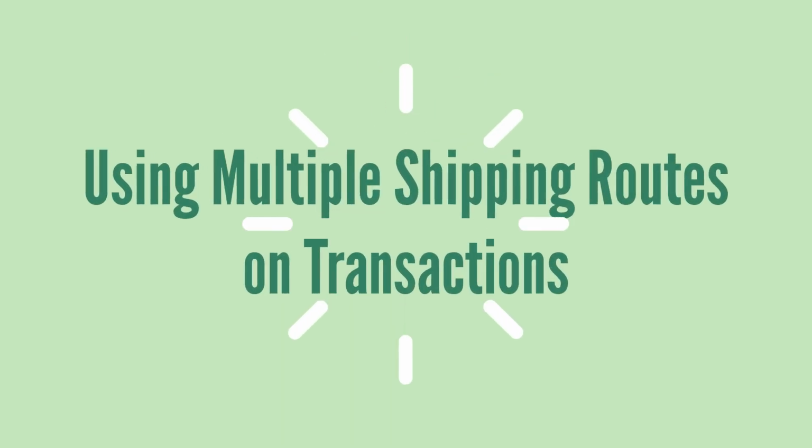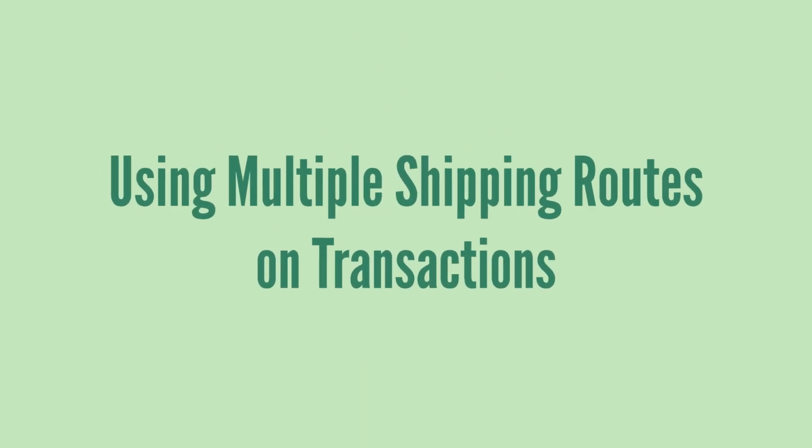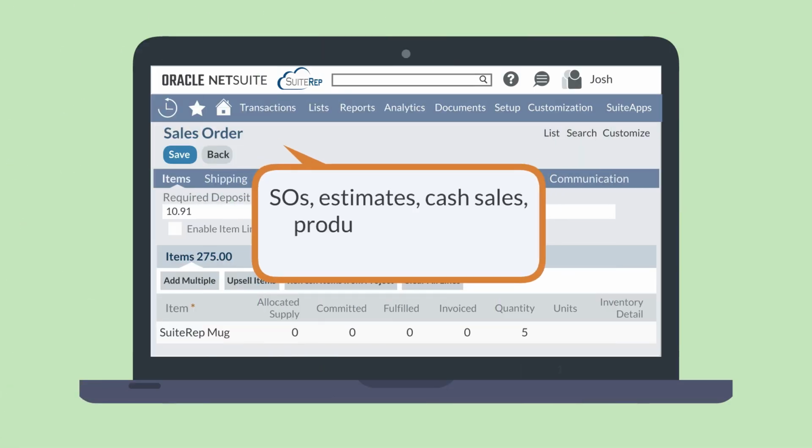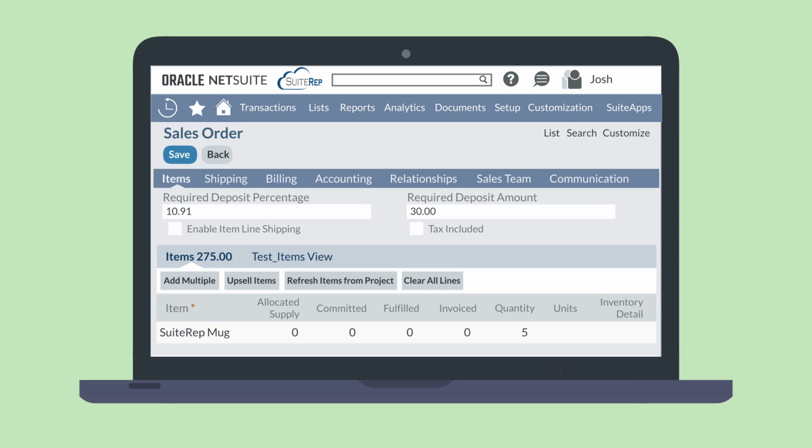Once everything has been enabled and all your default shipping methods have been established, how does the Multiple Shipping Routes feature work on transactions? First, open a transaction. This feature works on sales orders, estimates, cash sales, product invoices, and credit memos. For the sake of an example, let's take a look at a sales order.